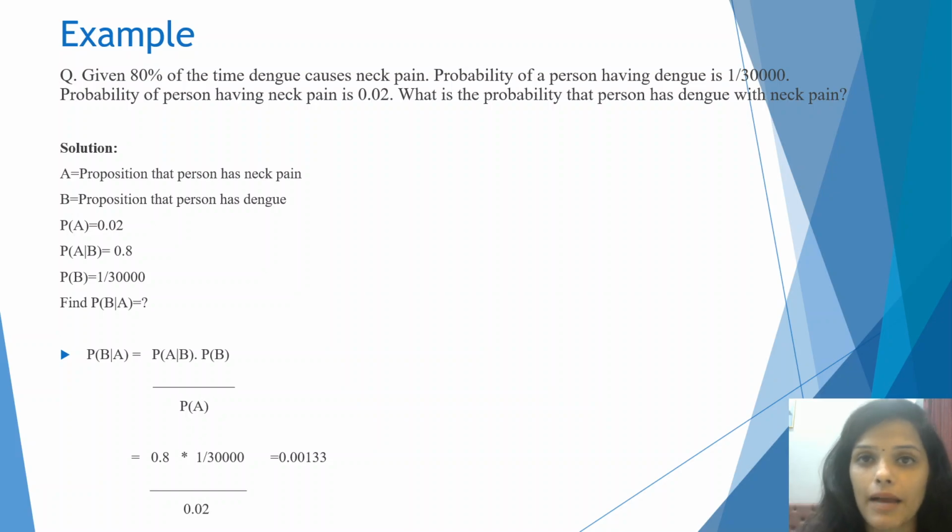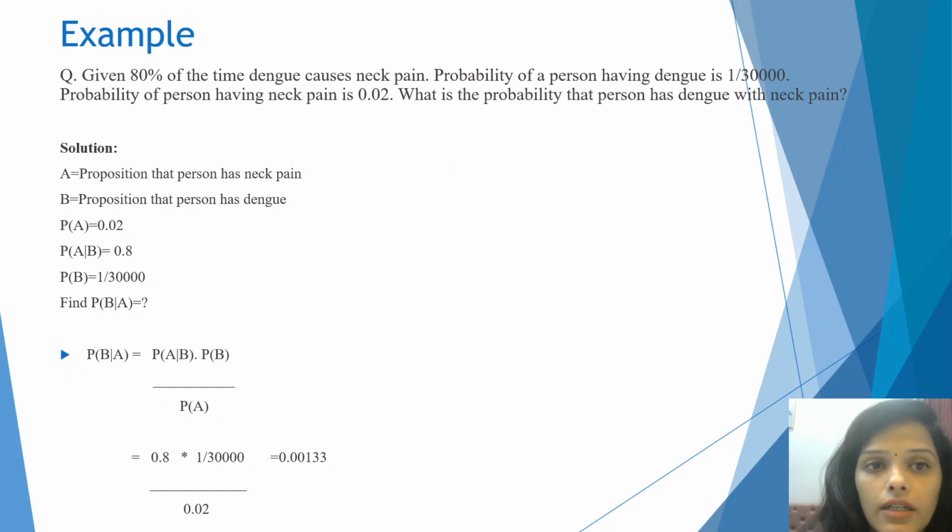Let's get into an example of how Bayes' theorem can be used to solve problems. So the question is, given 80% of the time dengue causes neck pain, the probability of a person having dengue is 1 by 30,000, and the probability of a person having neck pain is 0.02. What is the probability that a person has dengue with neck pain?